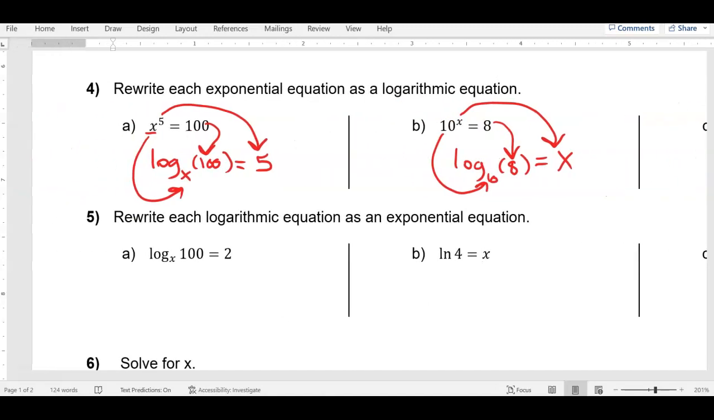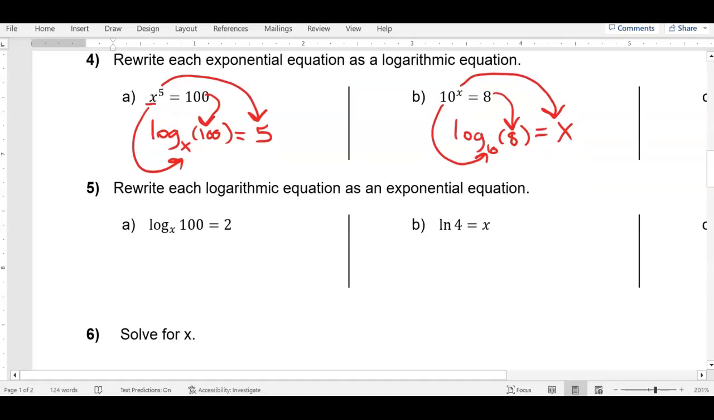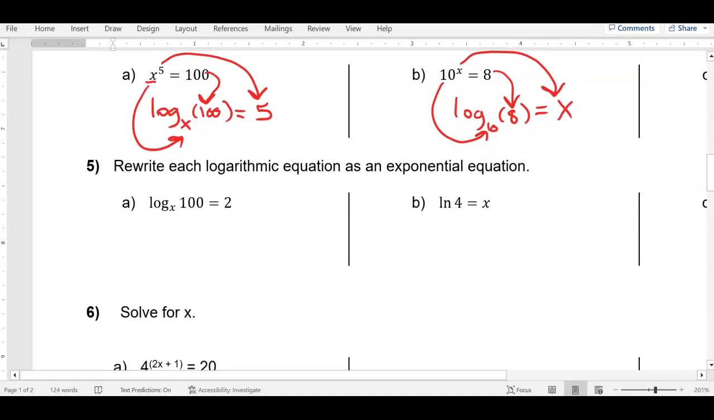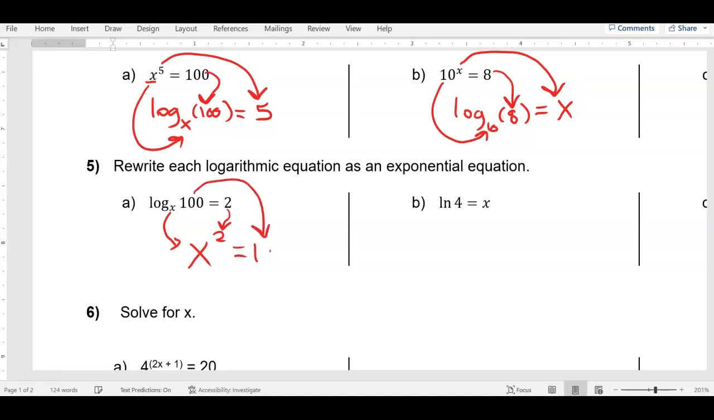All right. Now you can do it backwards. Rewrite each log as exponential. So now we start with the log. So we're not going to write a log. We're just going to write the base as the base. What it equals to is the exponent. And that equals the argument that was over here. Bam.